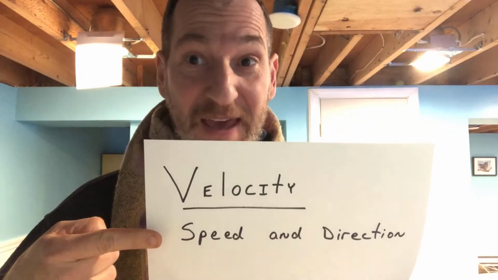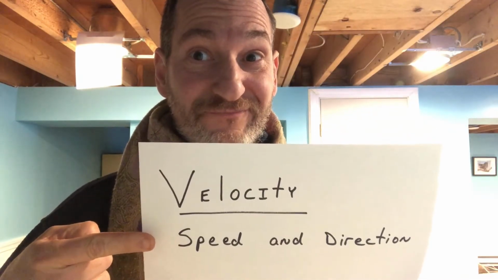Speed is how far you've traveled per a certain amount of time. So it's distance divided by time. Velocity is just your speed and the direction you're traveling. Speed and direction. Since speed and velocity are almost the same thing, let's learn how to calculate speed, and then we'll just add the direction.